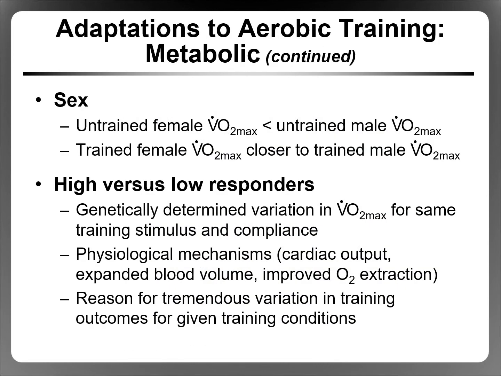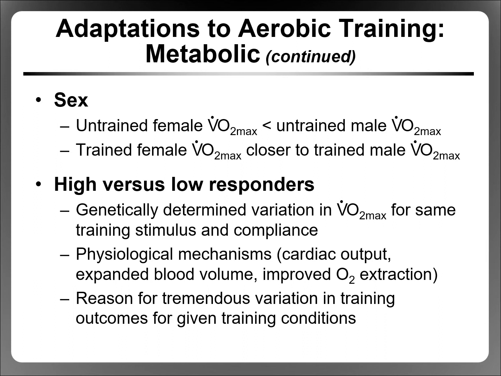All right, so other things to consider: males versus females. An untrained female's VO2 max is going to be lower than an untrained male's VO2 max. But when we go through training, females tend to be closer to males. A lot of this has to do with hormones and active metabolic muscle versus body composition. But again, you can train men and women exactly the same in terms of improving VO2 max. They can tolerate the same levels of training, and we can actually train them to be fairly similar.